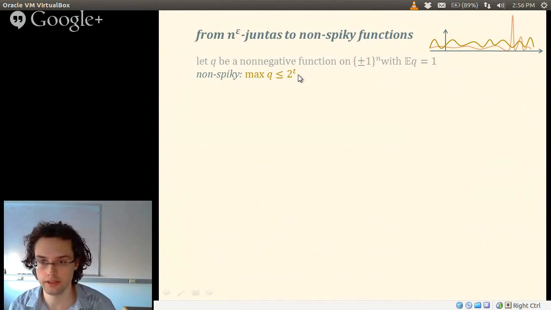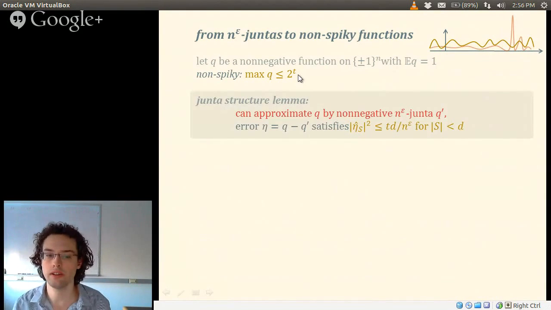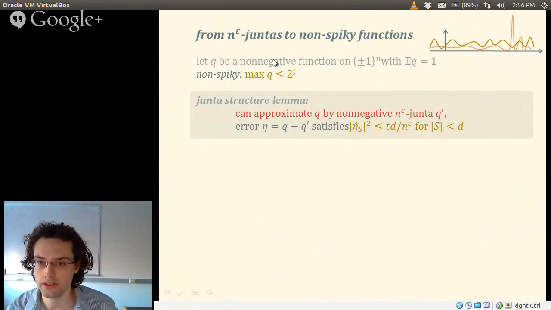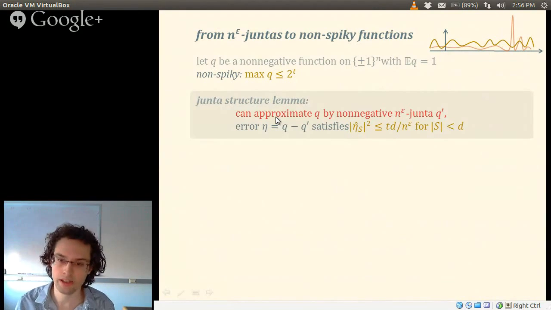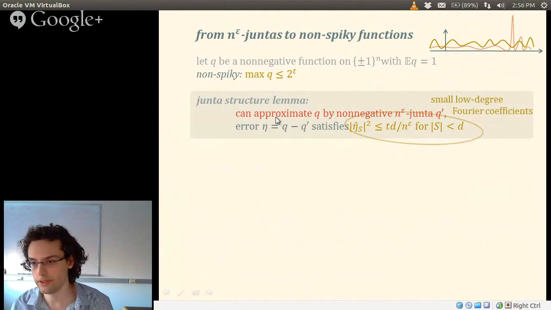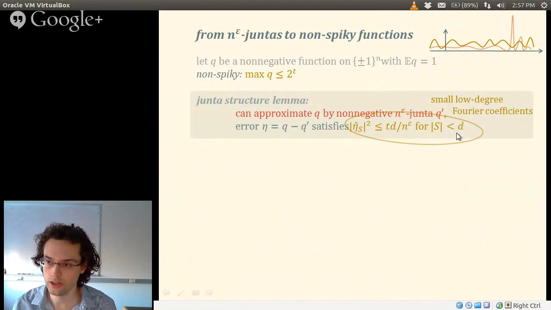That would be the range we're interested in. Now, the following Hunter approximation lemma is true. What it says is that any non-spiky function like this can be approximated by a non-negative n to the epsilon Hunter, and the error that you're making is small. The error being small means here that the low-degree Fourier coefficients of the error are small.